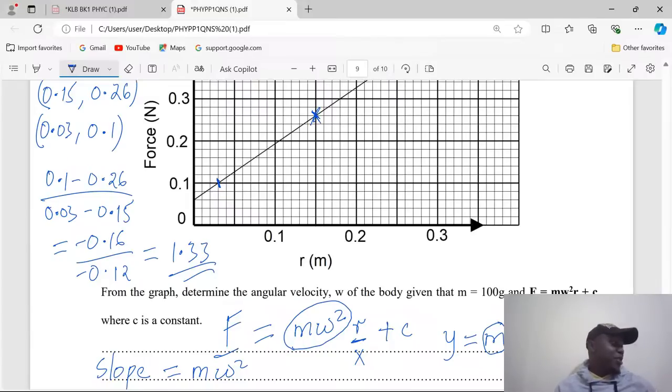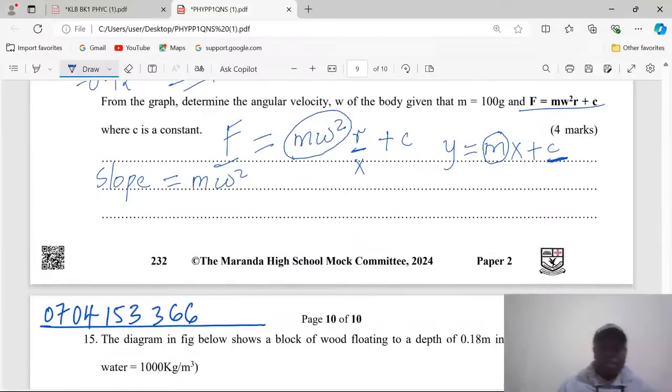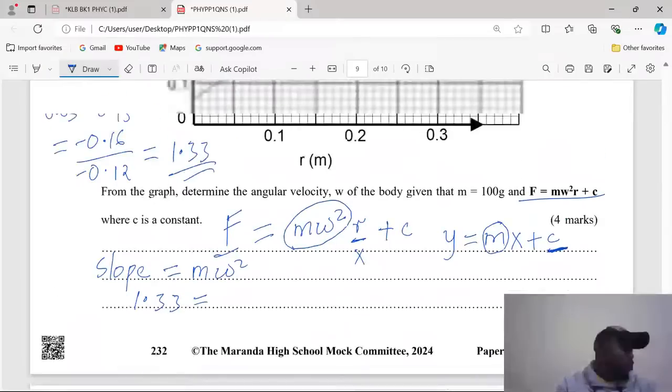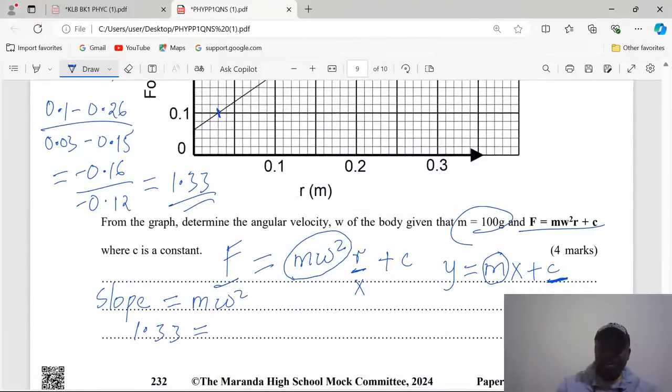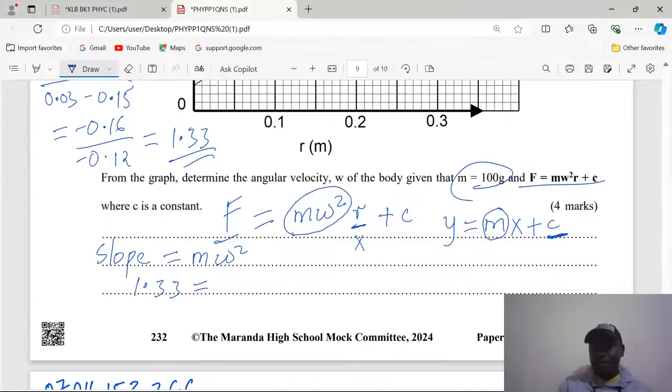1.33. So if this is the slope, now we can come to our equation and say the value of the slope 1.33 equals to mass, and the mass of the object is known. So the mass of the object is already given here as 100 grams. So we can use SI units. 100 grams we divide by 1,000 to get 0.1 kilogram times the known omega squared. So to remain with omega squared, we divide through by 0.1. This becomes 13.33, and we can take square root now to get our omega is exactly 3.65.